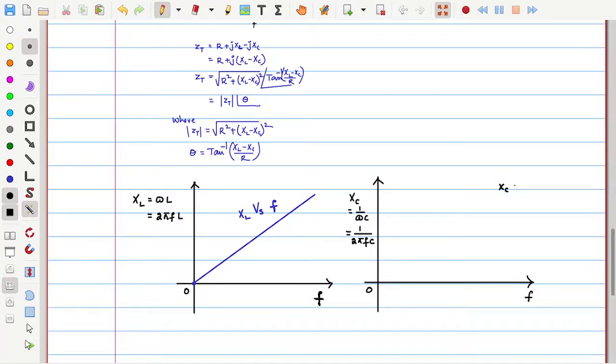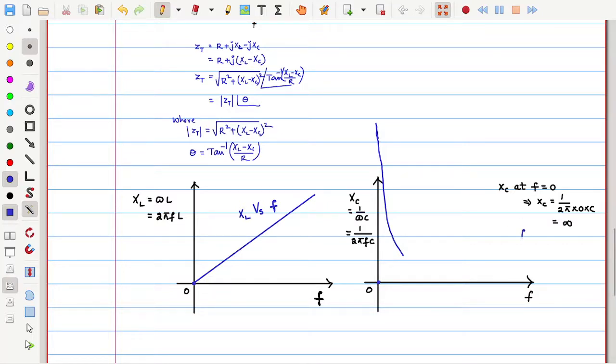So Xc at f equal to 0 is Xc equal to 1 by 2 pi into 0 into C. 1 by 0 is infinite. That means when frequency is 0, the Xc goes to a very high value. How high? Infinite. So somewhere it goes to infinite. This is corresponding to infinite.